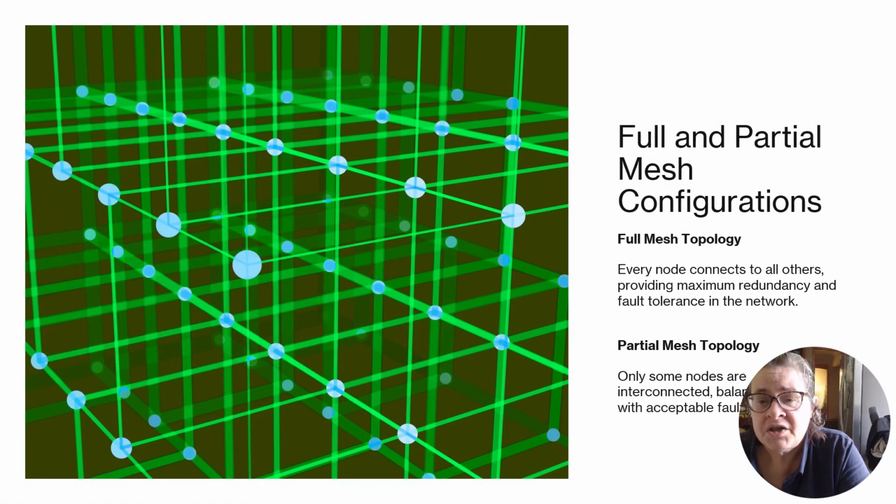In a full mesh, every node connects to all others, ensuring maximum redundancy. Partial mesh only connects some nodes, balancing cost and fault tolerance. So having a full mesh or a partial mesh, it's something you might want to consider, maybe having partial mesh, because at least then you've got some redundancy. Full mesh is very good, but can be expensive, okay?